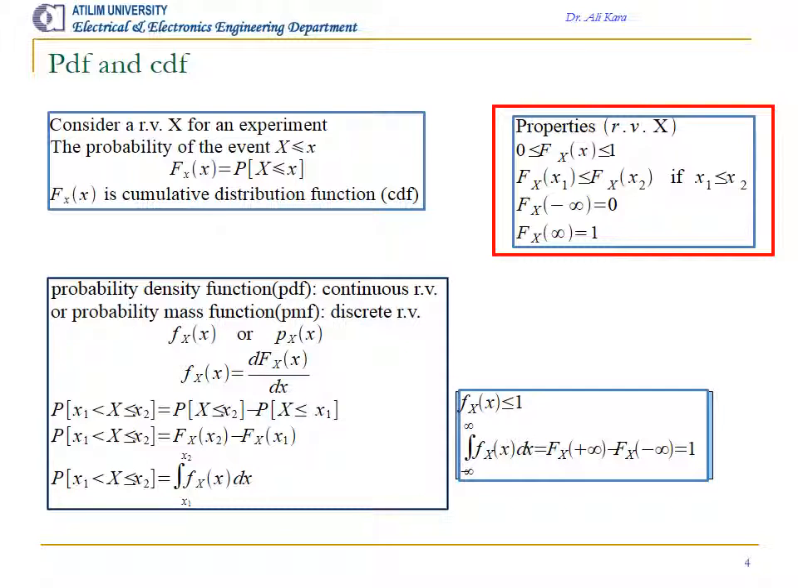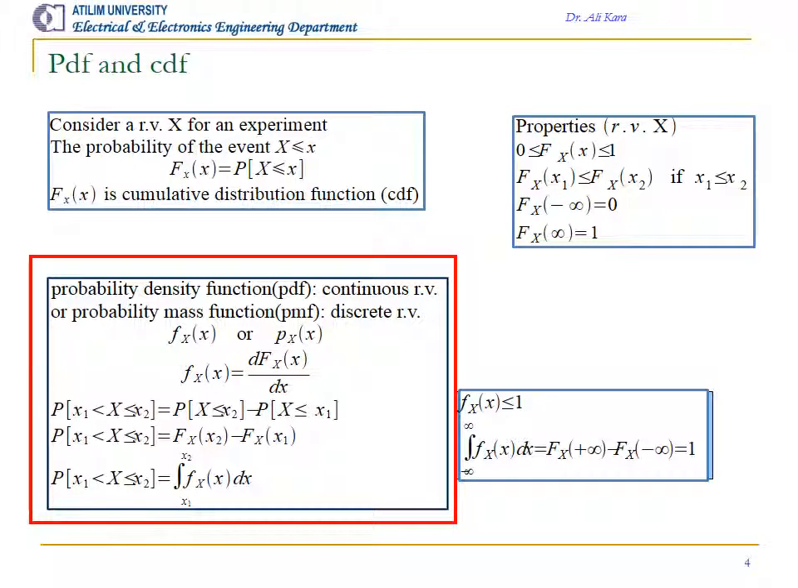CDF takes values between 0 and 1. It is an increasing function. At -infinity it takes the value 0, and at +infinity it takes the value 1. Actually, this minus and plus infinity are the bounds of the sample space, so if the sample space ends somewhere before infinity, then the CDF takes its maximum and minimum values at the corresponding points.